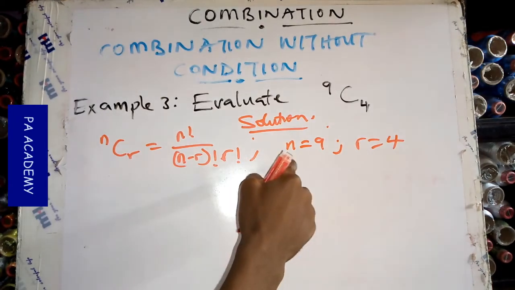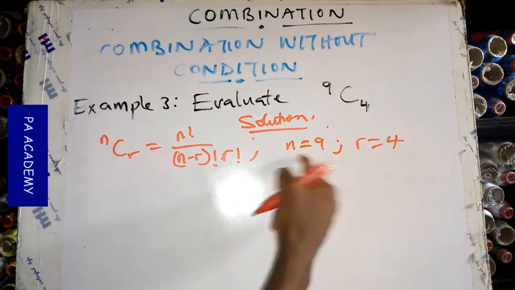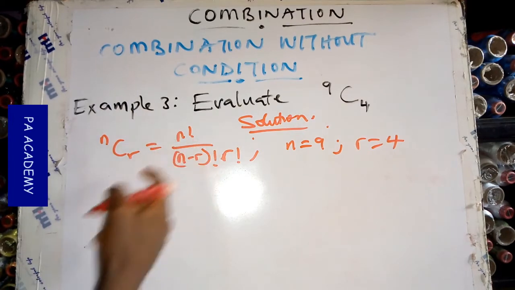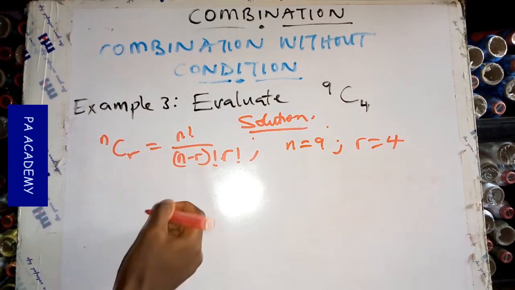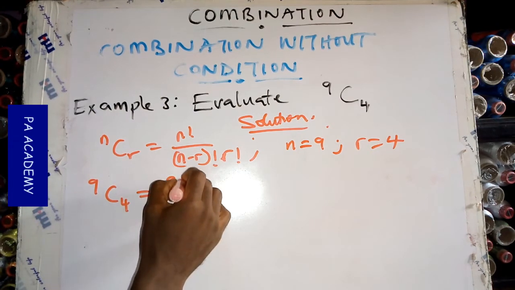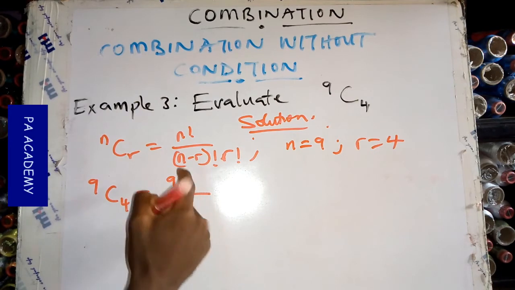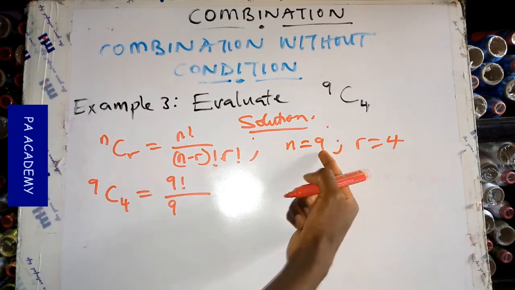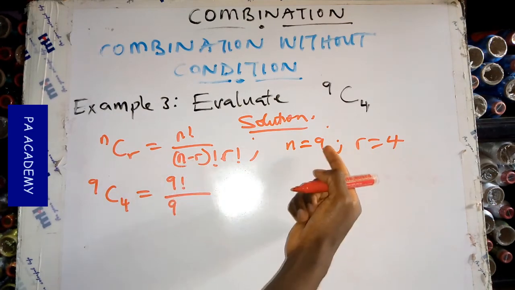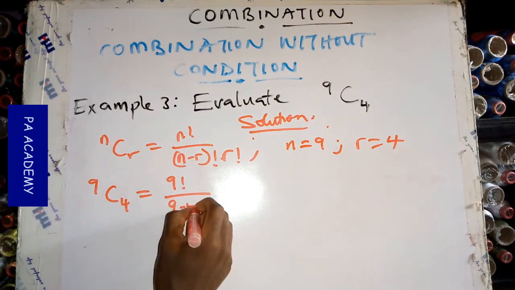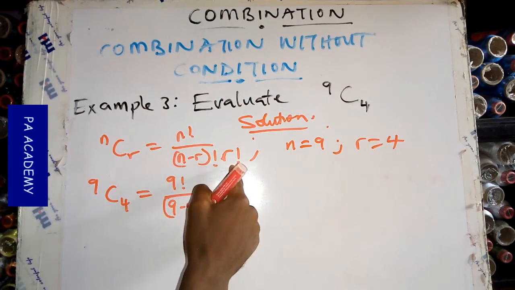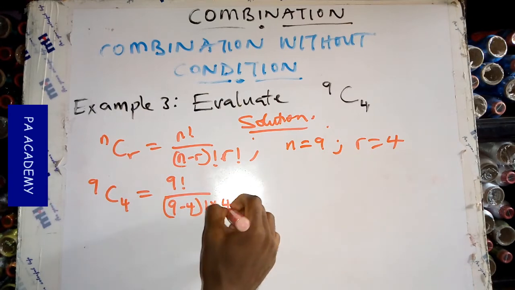So now let's put in the value of n and r into this formula. So that means we are going to be having 9 combination 4 is equals to 9 factorial over n minus r. Our n is 9 and our r is 4. So n minus r is 9 minus 4. So that will be 9 minus 4 factorial. So multiply by our r factorial. Our r is 4 factorial.